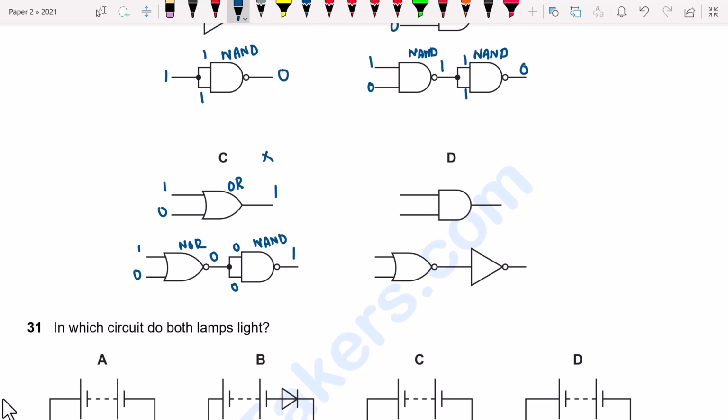Now we check the last one, option D. Here it is an AND gate. Again I consider 1 and 0. 1 and 0 by the application of the AND gate changes into 0. Here is a NOR gate and a NOT gate. Inputs are 1 and 0. 1 and 0 by the application of the NOR gate changes into 0, and 0 changes into 1 by the application of the NOT gate. It means that both of these circuits behave differently because here the outputs are different. So option D is correct from here.